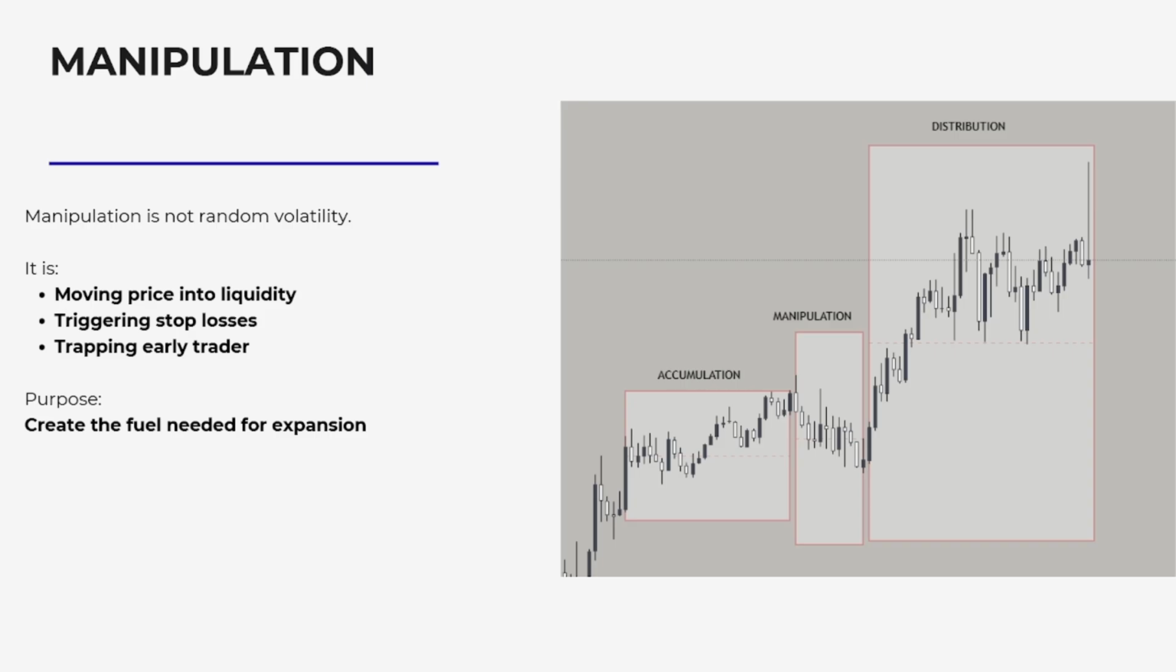In the manipulation phase, it's not random volatility. Okay. In the manipulation phase, we are moving price into liquidity, triggering stop losses, and trapping early traders. So the purpose of manipulation is to create the fuel needed for expansion. That way, again, we can move forward to the next phase.